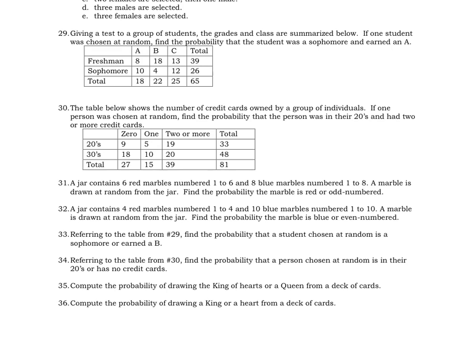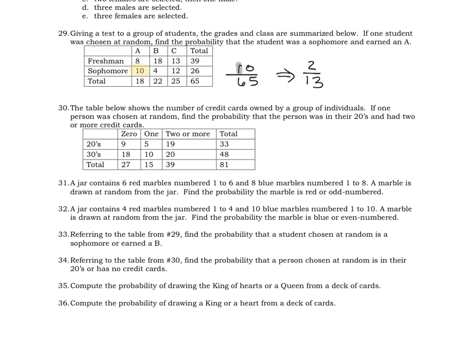So that means that that person would have to fall into both categories. So I think we see that this 10 right here would be the number of people that were both sophomores and earned an A. So that will be 10 out of 65, which will reduce to 2/13.